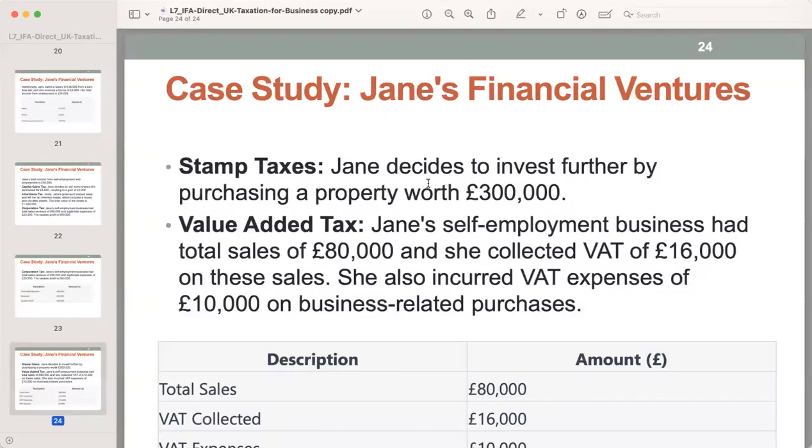Can anybody explain stamp duty to me, if anyone is there? Anyone there? Okay.